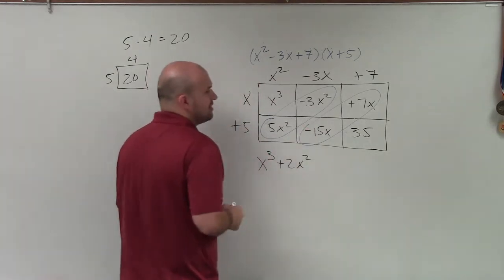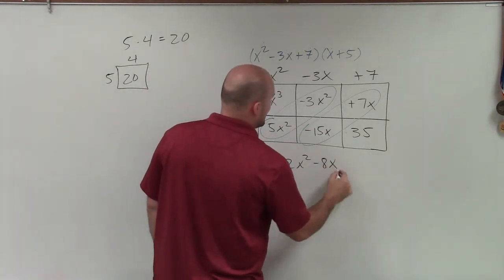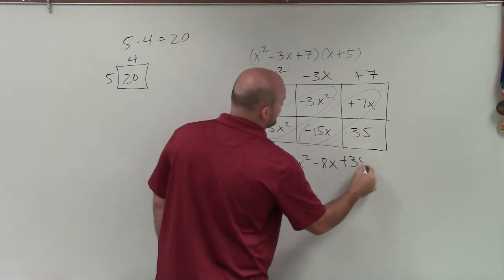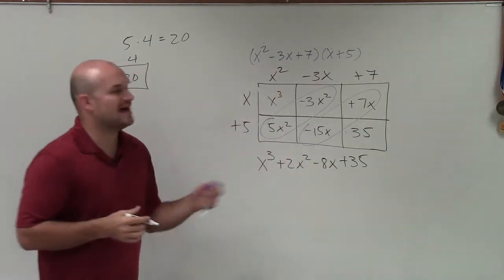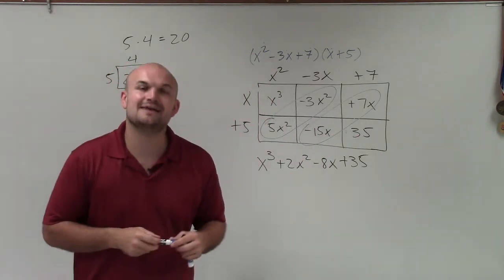Negative 15x plus 7x is going to give me a negative 8x, plus 35. And there you go, ladies and gentlemen. That is how you multiply a trinomial times a binomial.